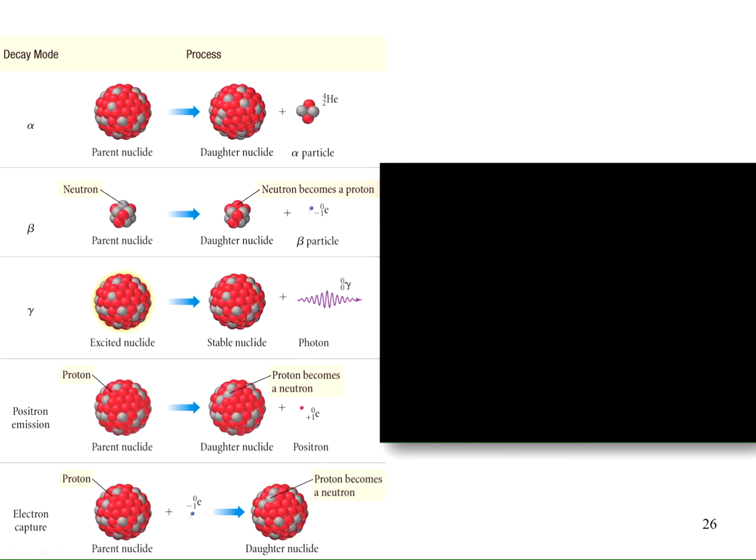Then we have positron emission, where a proton becomes a neutron, and we emit that positron. And then electron capture, where an electron from an inner orbital combines with a proton in the nucleus to make a neutron, and so a proton becomes a neutron. So the overall effect with positron emission and electron capture is the same, but it's the process that differs. One is a positron emission and the other is electron capture.